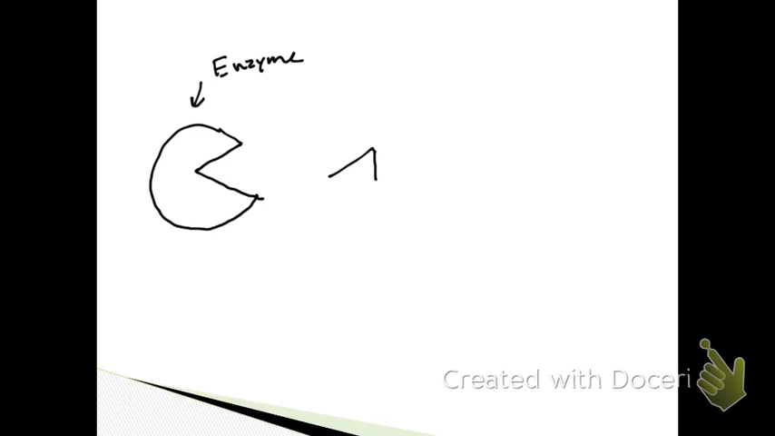Okay, so what exactly happens, or how does an enzyme work? Let's just say I have an enzyme, and I'm going to draw an enzyme kind of looking like a Pac-Man. So here's my enzyme. The enzyme has a specific shape, and that shape usually is dependent on what they're going to bind to. For example, let's say this enzyme is going to bind to something that looks like a triangle. This is called the substrate. The substrate is what the enzyme binds to, and this is the reactant.